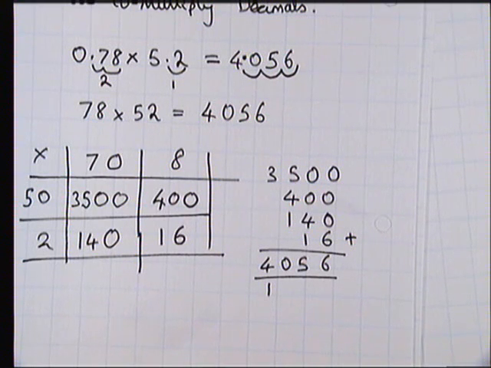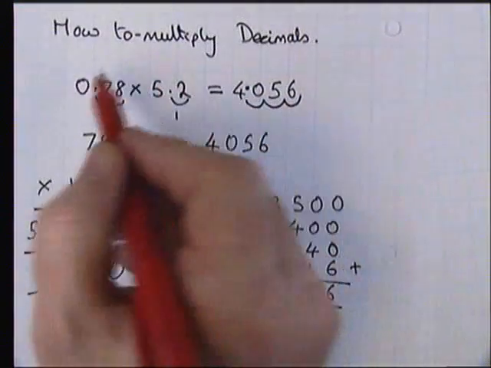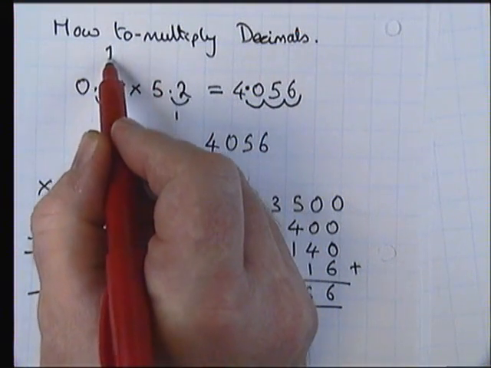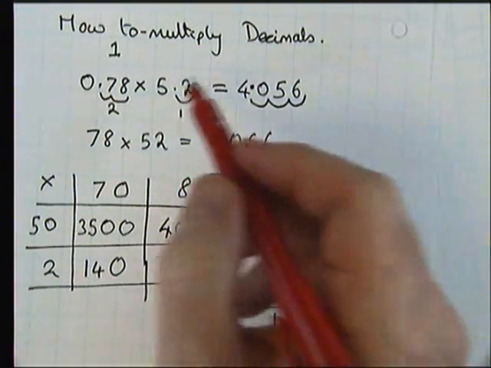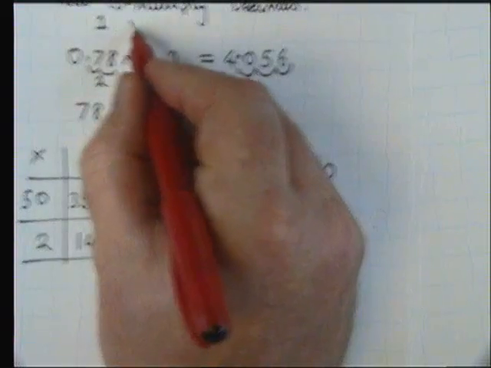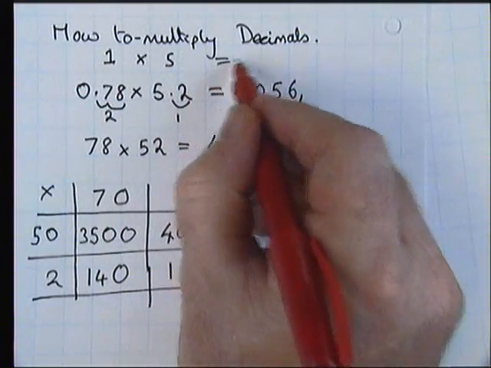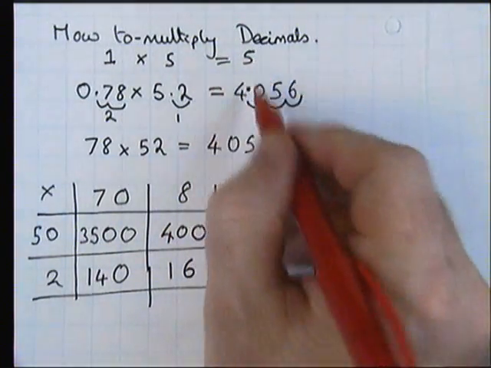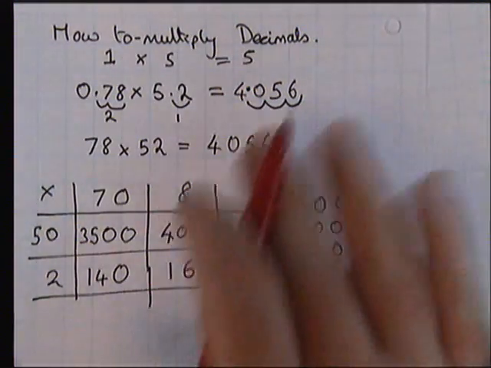Now it's very easy to make a mistake at this point, so we always recommend that you check that it's right by doing an estimation. So above, let's just estimate it. 0.78 is closest to 1, quite close to 1. It's closer to 1 than it is to 0, so we round that up to 1. And 5.2 is closer to 5 than it is to 4, so we round it up to 5. And 1 times by 5 is 5. Now 5 is pretty close to 4, so we can say that from our estimate, that 4 looks correct.